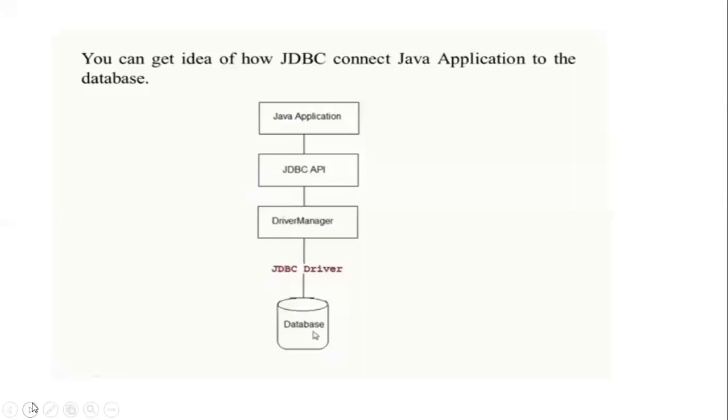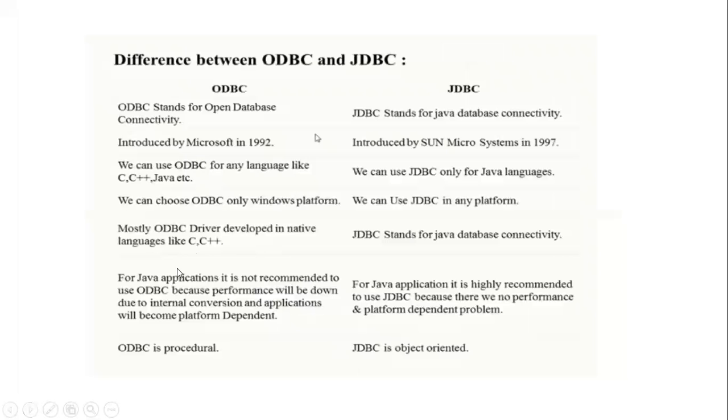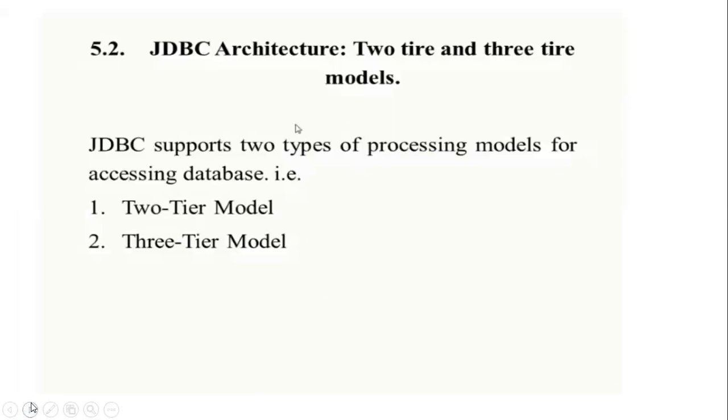Then we saw how JDBC connects to the Java application. This is a diagram, and one of the important points is the difference between ODBC and JDBC. ODBC is platform dependent; it will execute only on the Windows platform, and JDBC is platform independent. But JDBC is only for the Java language, whereas ODBC can be used with any language. Then ODBC is procedural and JDBC is object oriented. So this is the difference between ODBC and JDBC.